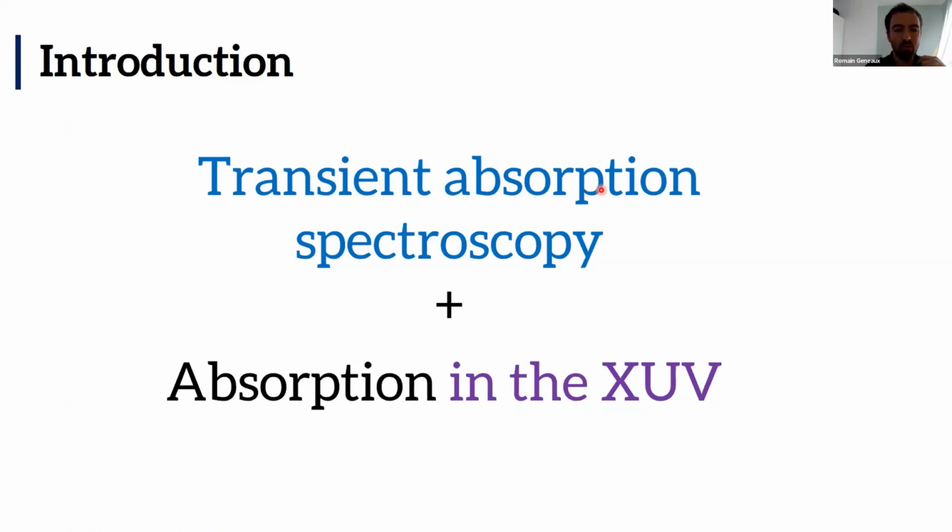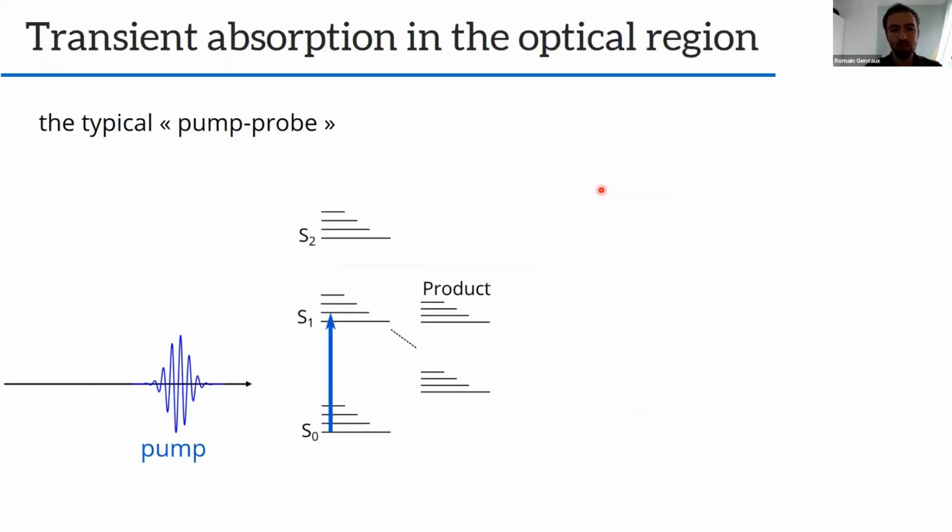So the transient absorption in the optical region is pretty much what you call pump-probe. Usually when people say pump-probe, this is what they mean. And it means that you're going to excite a system. Here, I have taken a molecule that you excite from the S0 to S1 state, and you're going to trigger a reaction. You're going to have some more excited states over there, and then maybe you're going to have a product at the end of the reaction.